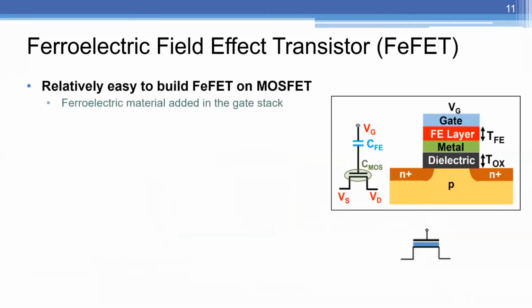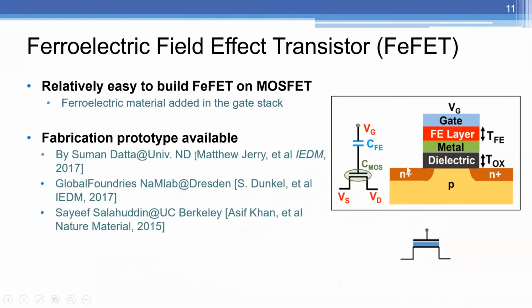The FeFET device is relatively easy to build. We just need to add a ferroelectric material layer on top of the gate stack of the conventional MOSFET structure. As you can see in the figure, fabrication prototypes of the FeFET have been demonstrated, available both from academia and industry. Since we already have the experimentally demonstrated device, the immediate question for building efficient circuits is how we could capture the unique characteristic, or more specifically the hysteresis, of the FeFET.